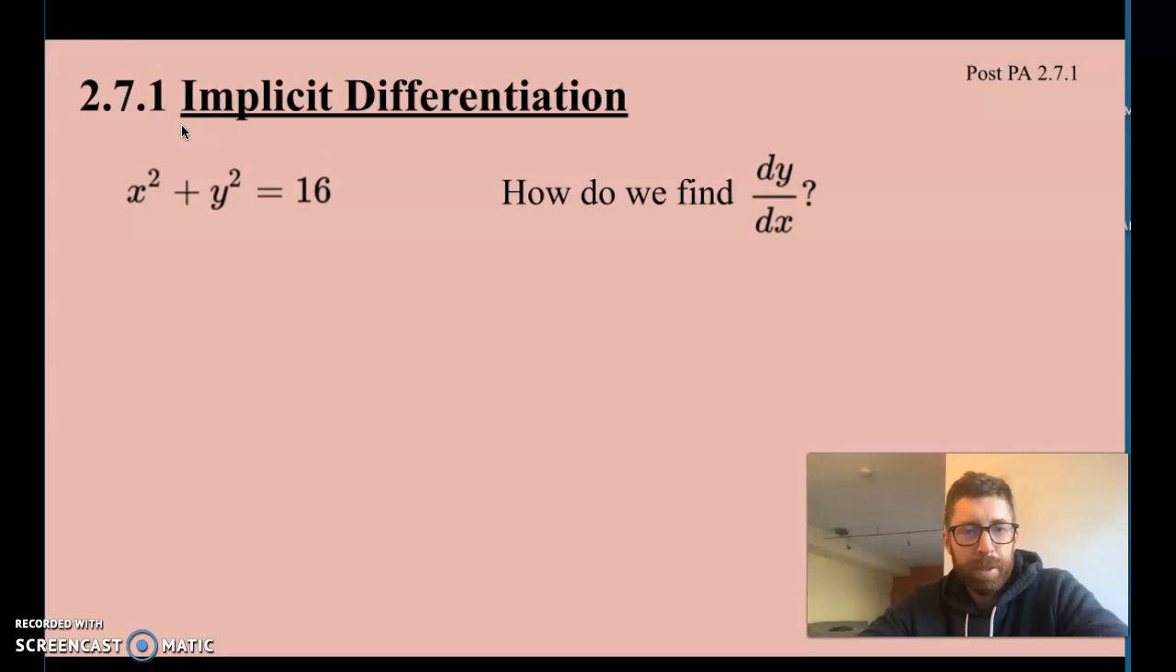All right, so today we're going to learn about implicit differentiation. It sounds really good. Go ahead, say it. I'll pause. Didn't that feel good?